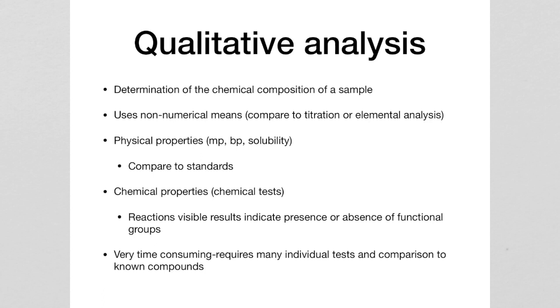Now, before, say, the 1940s, when we got IR, and then the 1960s, when we got NMR, qualitative analysis schemes were really the only way that you could identify any organic molecule. And these were very time-consuming, because you had to run many individual tests to compare to the standards, or you had to decompose a new molecule back to already known standards and compare. And this was a very time-consuming endeavor.